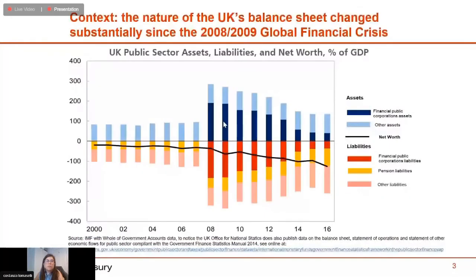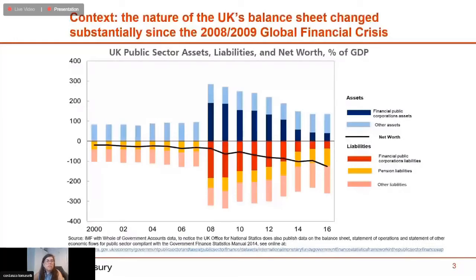So this slide, I always find quite interesting. This is the whole of government accounts in a graph from the early 2000s to 2017. It is divided, on the top side, into assets: we have financial corporation assets in dark blue and other assets in light blue. The bottom side is liabilities: we have pensions in yellow, other liabilities in pink, and then in red, financial public corporation liabilities. And the black line you see is the net worth.